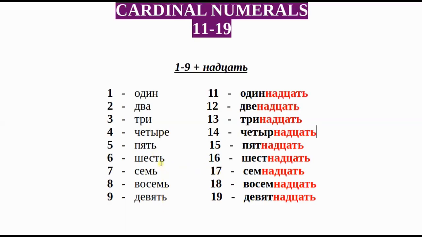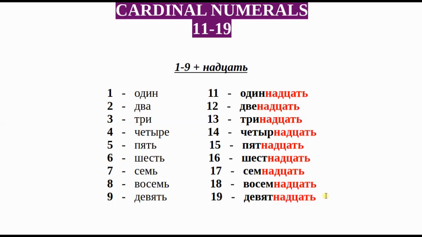From 5 to 9, it is super easy. You are dropping the soft sign in all of these remaining words, and just add надцать, and you get your numeral. So 5, пять, we drop the soft sign and add надцать, and we get пятнадцать, 15. 6, which is шесть, we again drop the soft sign, add надцать, and we get шестнадцать, 16. Next we have 7, which is семь. We drop the soft sign, add the ending надцать, and we get семнадцать, 17. 8, which is восемь, dropping the soft sign, adding надцать, we get восемнадцать, 18. And the last one, which is 9, девять, again dropping the soft sign, adding надцать, and we get девятнадцать, 19.